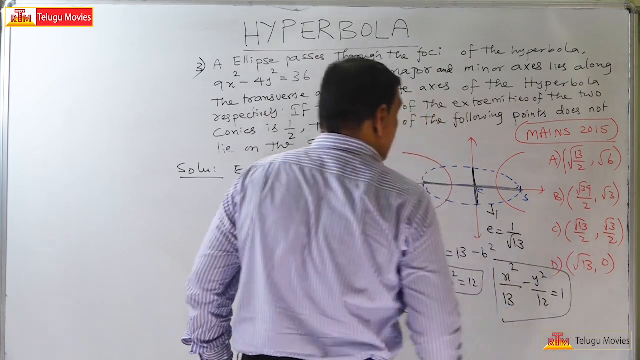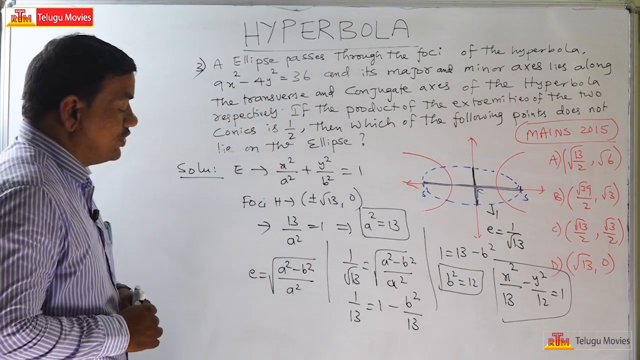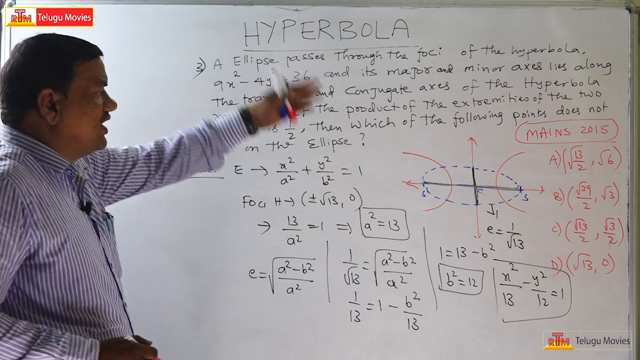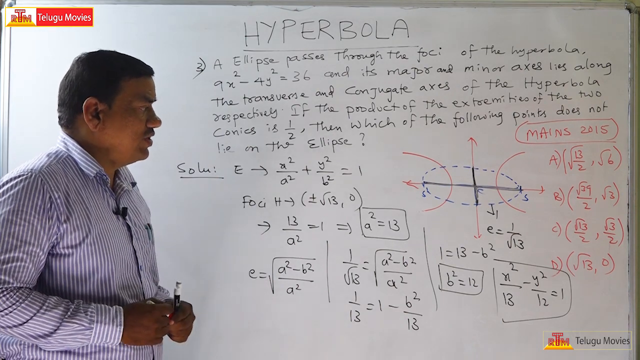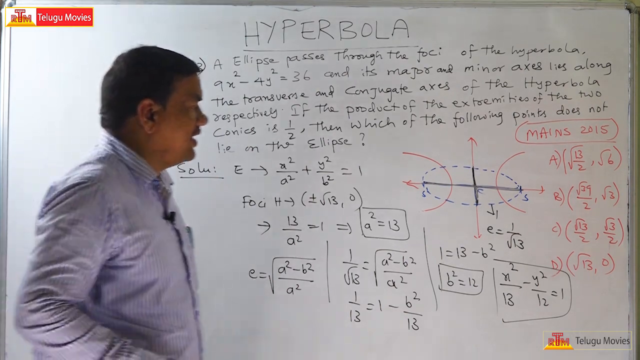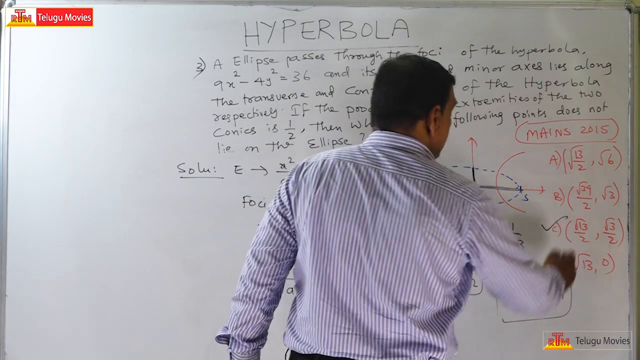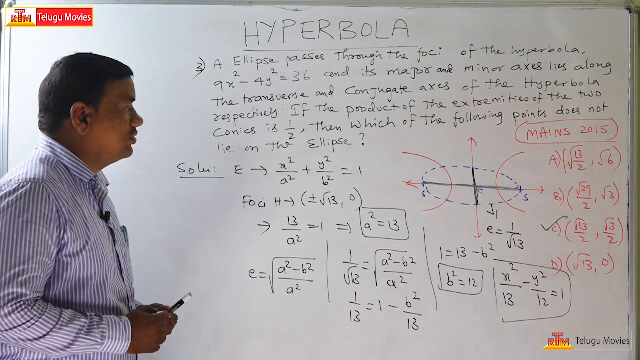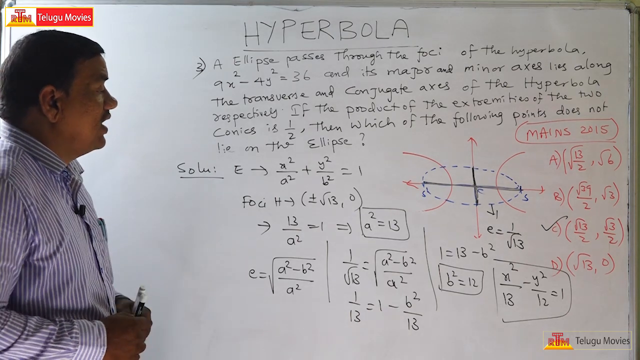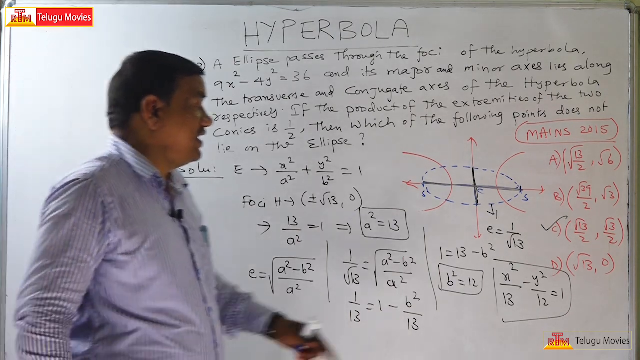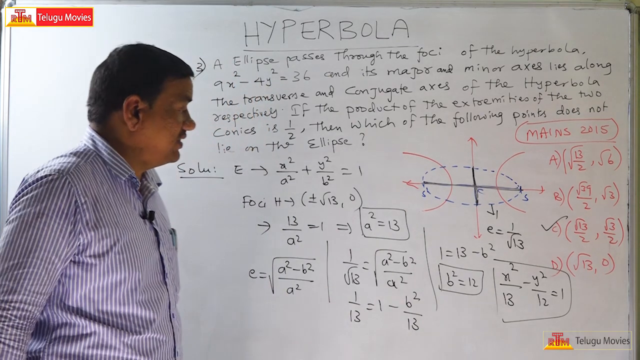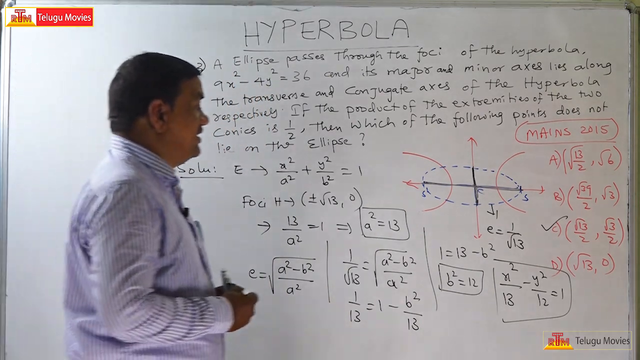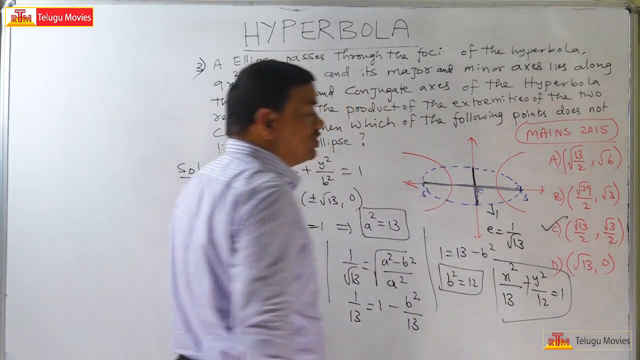So this is the equation of the ellipse. Now let us substitute all these values, one by one. Let us substitute option C, root 13 by 2 comma root 3 by 2. If you substitute, that does not satisfy the given equation. x square by 13 plus y square by 12 is equal to 1. It is plus, not minus, in the equation of the ellipse.